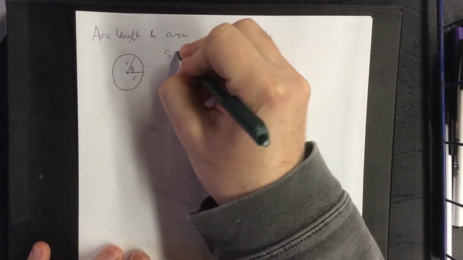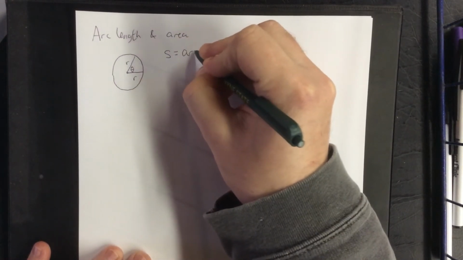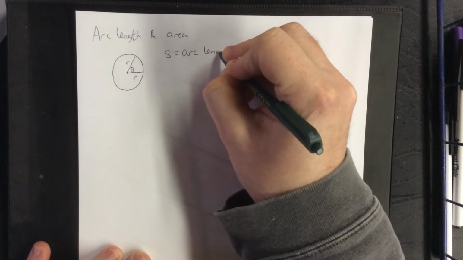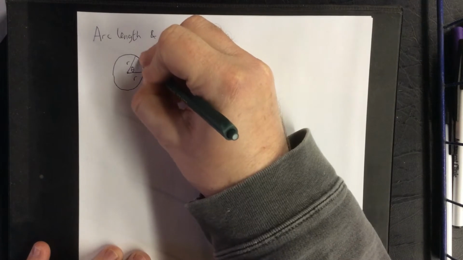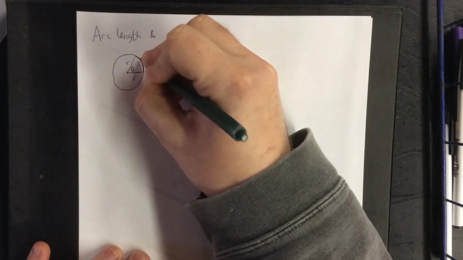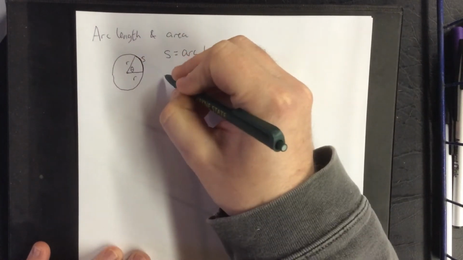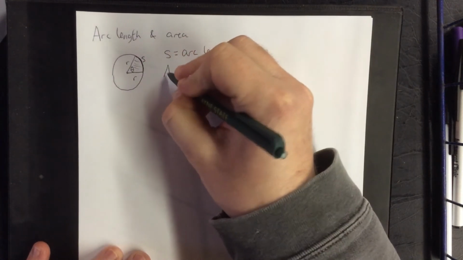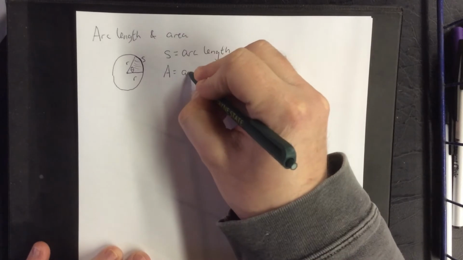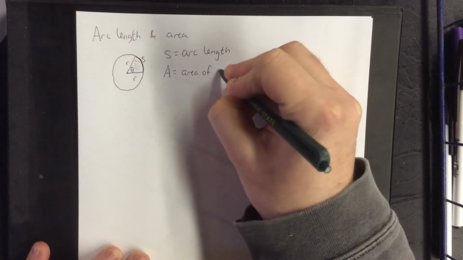One of them is referred to as s, and s is referring to the length of the arc that is subtended by angle theta. That is to say, if this were a slice of pizza right here, s would be referring to how long the crust is. Additionally, we have the area of the associated sector. The sector would be like the slice of pizza itself. So this is the area of the associated sector.